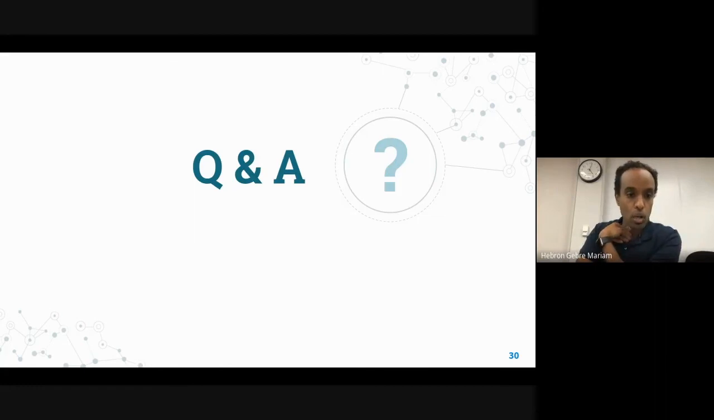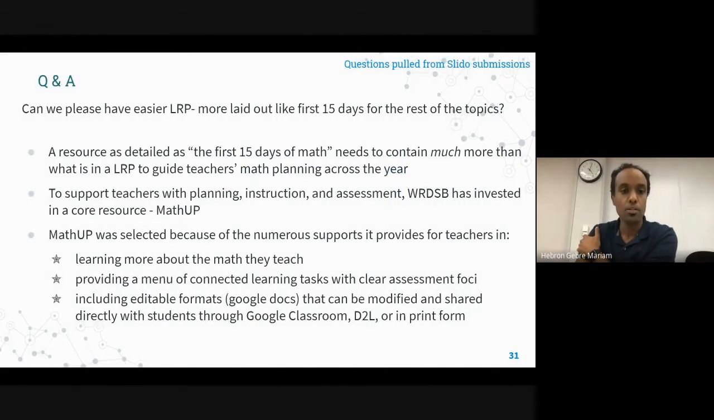So we had a question in our Slido that asked, can we please have easier LRP, long range plans, more laid out like for the first 15 days for the rest of the topics? A resource that's detailed like that, when we looked at the first 2 weeks, first 15 days, needs to contain much more than what an LRP is designed for, because an LRP is designed to guide us through that path and not necessarily dictate the very specifics. So the purpose of that first 2 week document is very different from an LRP.